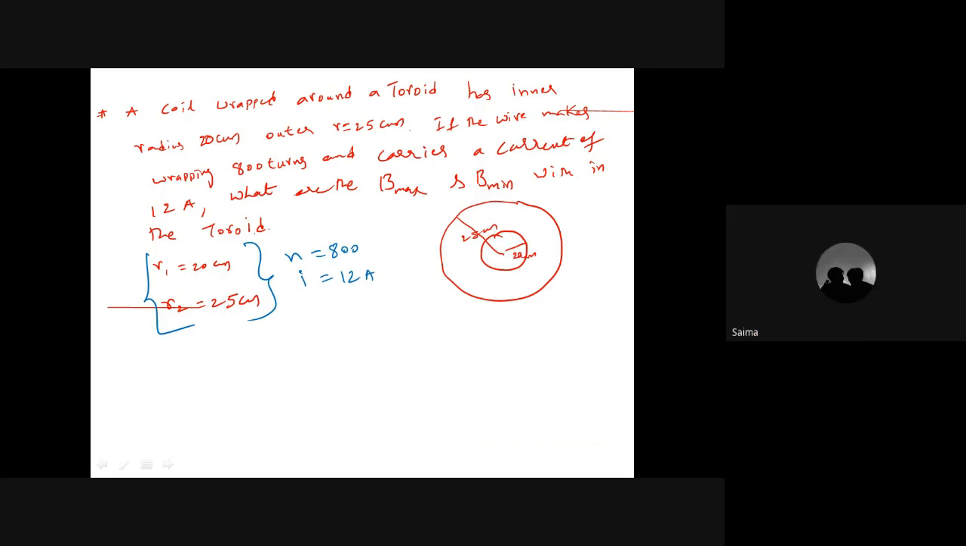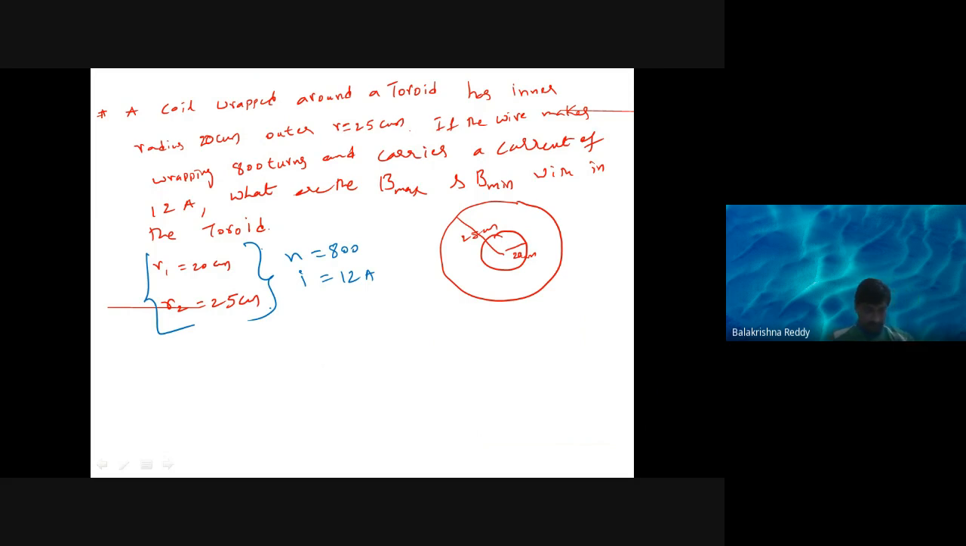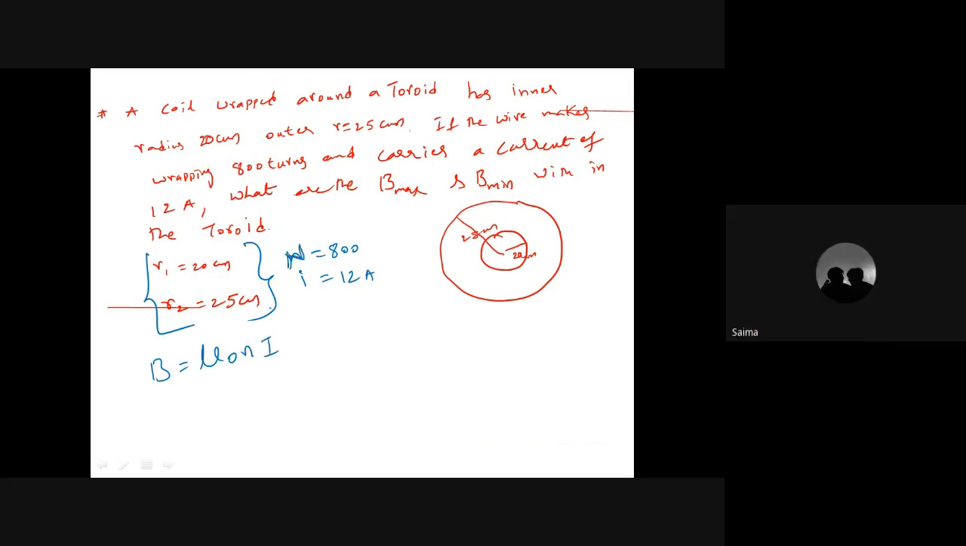Yes. What's the formula for that? It's not coming now. Yeah, B is equal to mu naught n I.